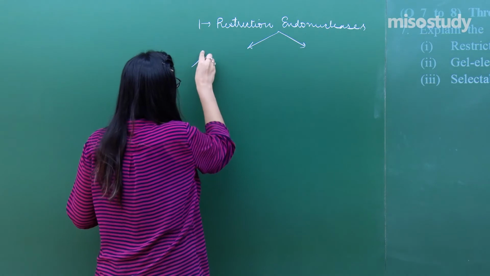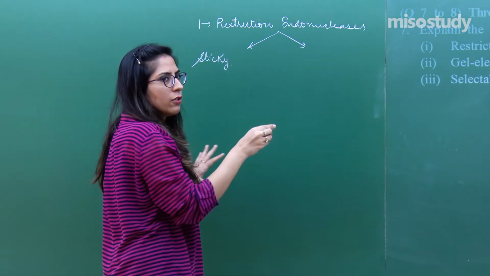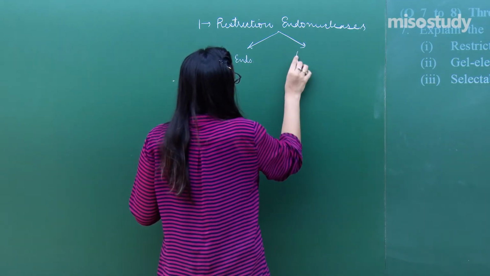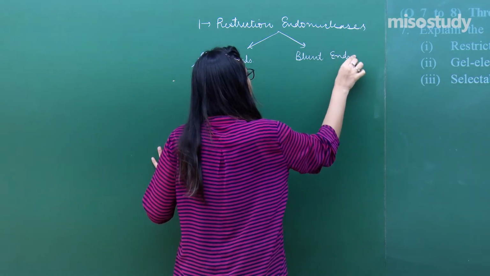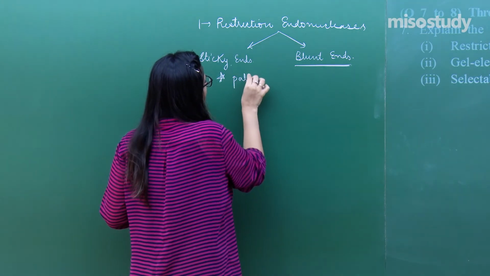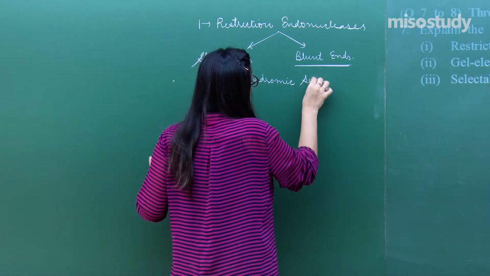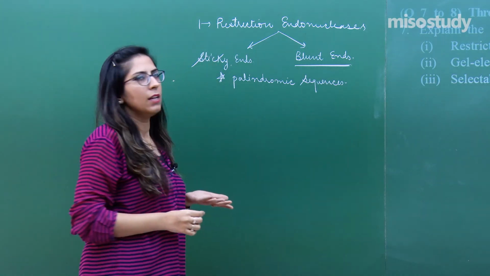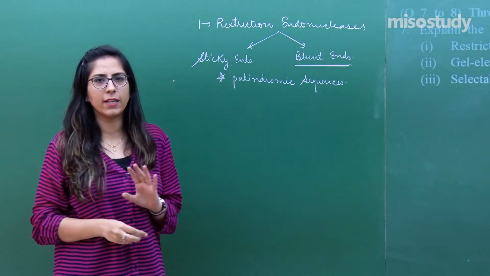One is called a sticky end, which we have already explained in the session. Second, you have to explain the blunt ends. What is the significance of these 2 ends? And also you have to explain the palindromic sequences. You can write 2-3 examples of it, like EcoRI, BamHI, HindIII, PvuI, etc.